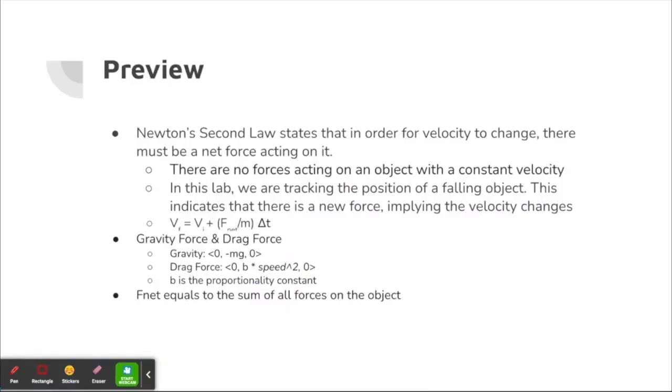So a preview, essentially to start this lab, we were to understand Newton's second law, which states that in order for a velocity to change, there must be a net force acting on it. An object with a constant velocity means that there are no net forces acting on it, meaning that the net force is zero. In this lab, we are tracking the position of a falling object, and this indicates that there is a net force, implying the velocity will change.